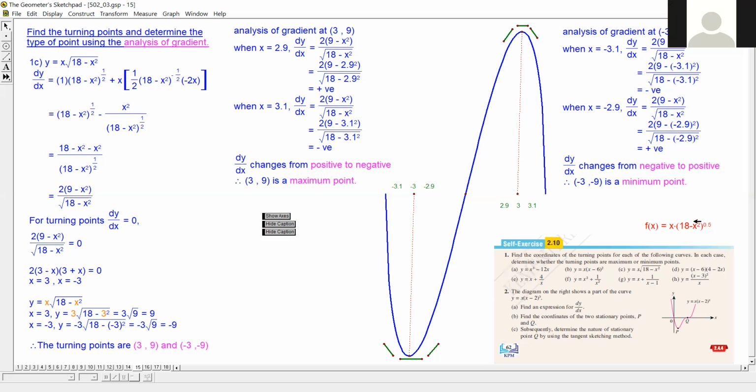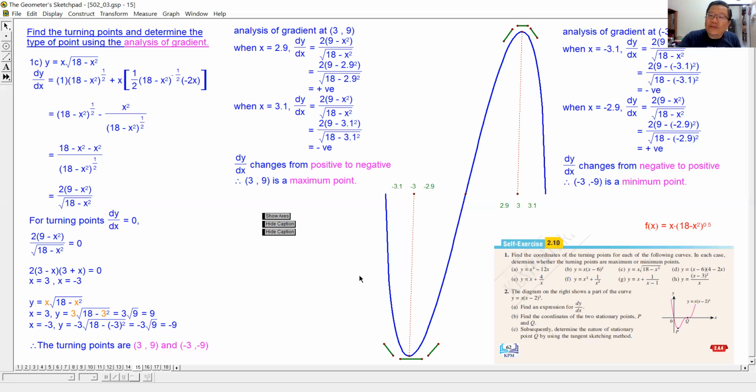Teacher, if they ask this question, we need to draw out this graph? No need to know how to draw the graph. You just pretend that you don't know the graph, right? Substitute, find the point, take one smaller value, substitute, take one bigger value, substitute. That's all. Then from your calculation, you determine whether it's maximum or minimum.